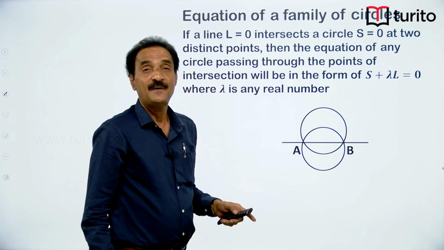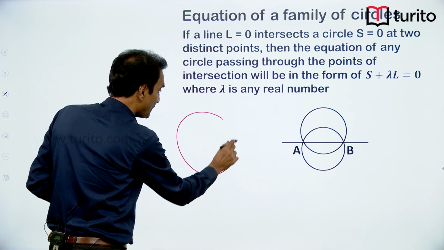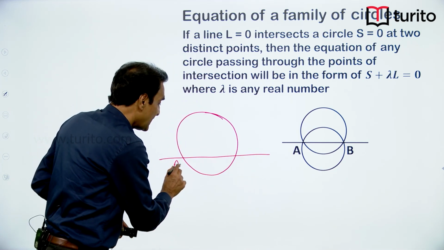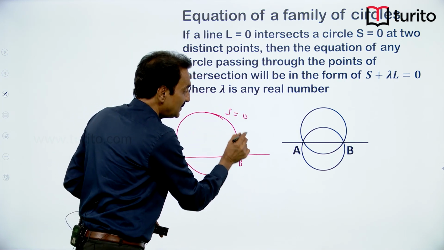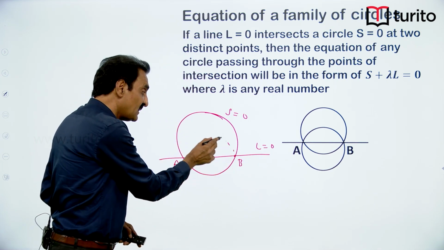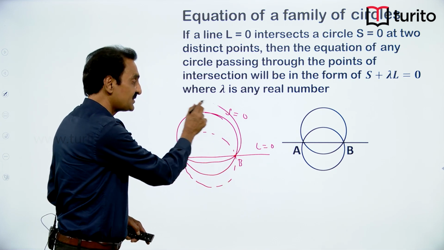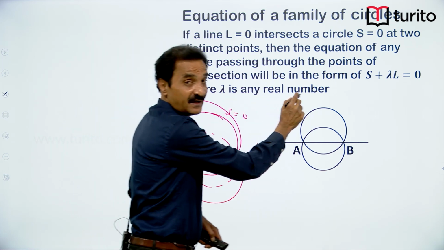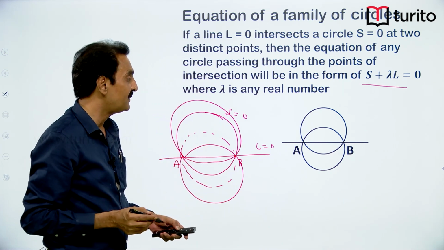Equation of a family of circles. If you take a circle and a line intersecting at A and B, and the equation of the circle is S is equal to 0 and the equation of the line is L is equal to 0, we can draw many circles passing through the intersection points, and the equation of any such circle will be in the form S plus lambda L is equal to 0, where lambda is any real number. We can call it a parameter.